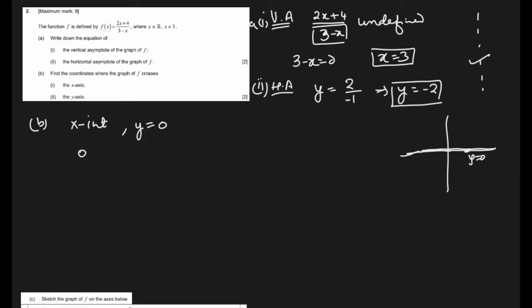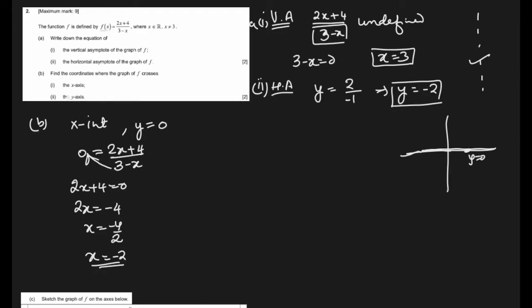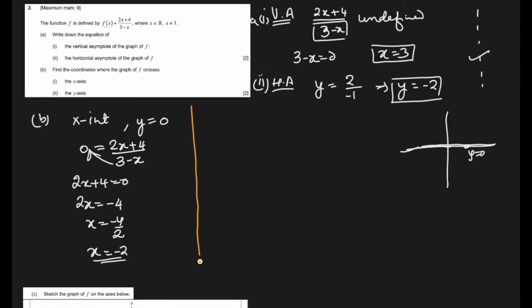So 0, y means f(x), okay? So f(x) is 0 and (2x + 4)/(3 - x). If we cross multiply, this 3 minus x goes and multiplies with 0 and becomes 0. So what are we left with? 2x plus 4 is equal to 0. 2x is equal to negative 4. So x is negative 4 divided by 2. So x equal to minus 2 is the point where it is crossing the x-axis. Obviously for the y-intercept, x will be equal to 0 by the same reason.